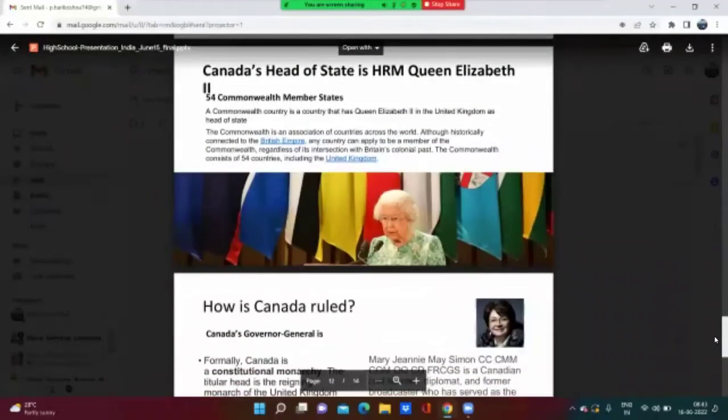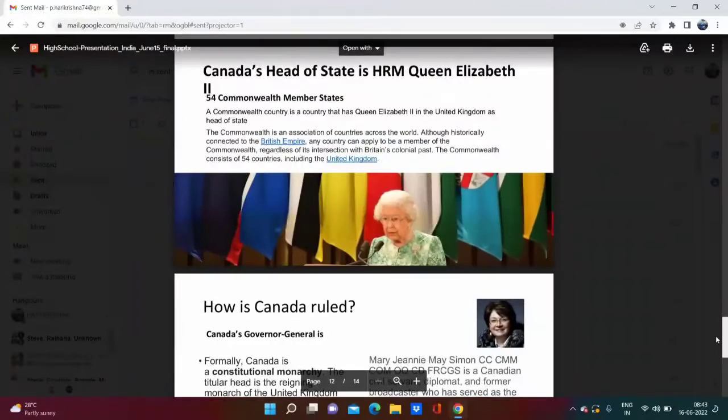Canada's head of state is Her Royal Majesty the Queen Elizabeth II. And she is leading the country in spirit, and is actually from the United Kingdom. The Commonwealth is an association of countries across the world, although historically they belonged formerly to the British Empire. And there are 54 countries in total in the Commonwealth, and the Queen heads it up. But the Queen is represented in Canada by the Lieutenant Governor.